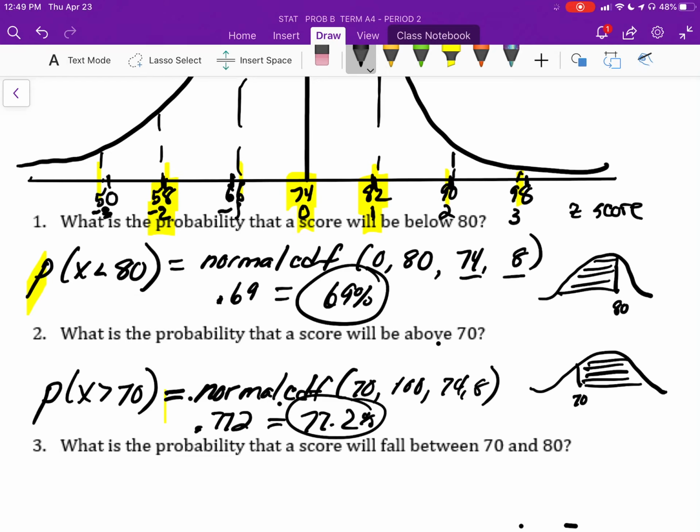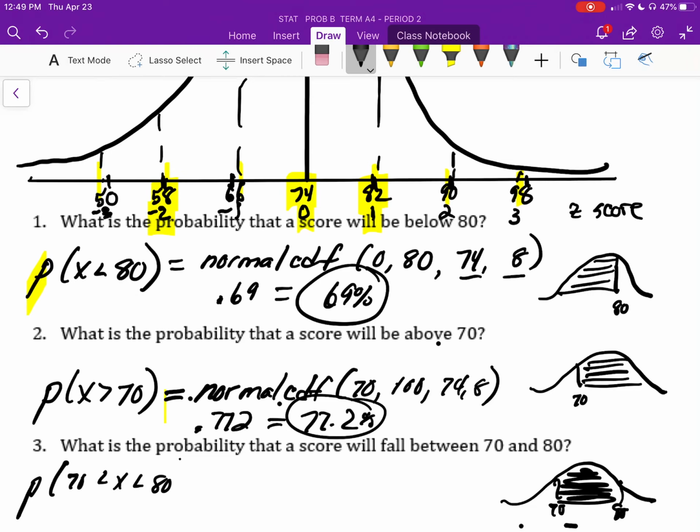All right. What's the probability the score falls between 70 and 80? So we're looking at this area in between 70 and 80. And so we can use the calculator. We're going to say probability that 70 is the low score and 80 is the upper score. And again, normal CDF.